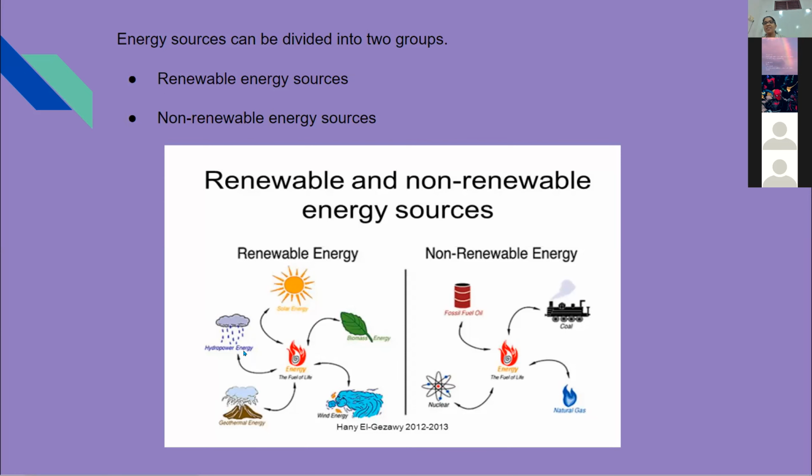We can't generate electricity by using hydropower, right? So what happened? Now if we use renewable energy sources to produce electricity, then we don't have to face this problem, no? So we can solve this very easily.